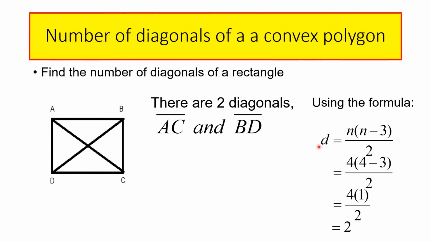So how do we find the number of diagonals of a convex polygon? The number of diagonals is defined as n times n minus 3 over 2, wherein n is the number of sides. How many sides are there? We have 4. 4 times the quantity of 4 minus 3. 4 minus 3 is 1. 4 times 1 is 4. 4 divided by 2 is 2. So we have 2 diagonals for a quadrilateral.